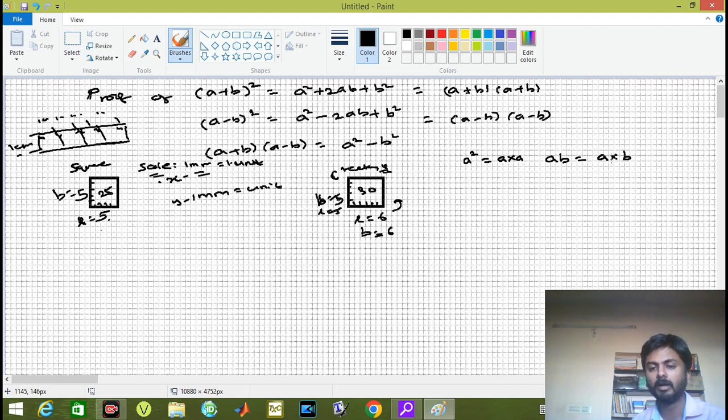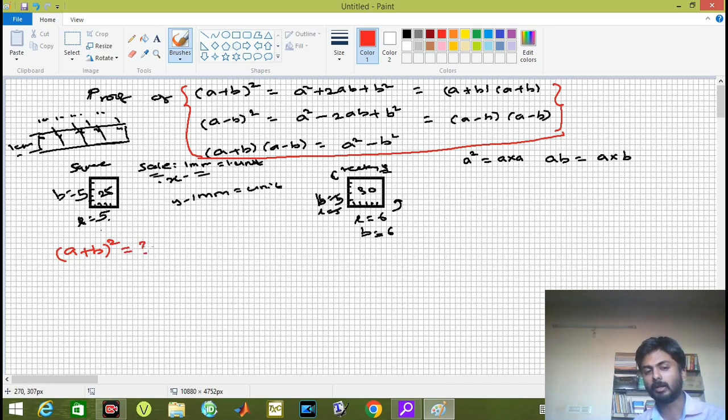Now we are coming to the real necessity of the proof. Now we are going to take these three things, and we are going to prove that. Now assume (A plus B) the whole square equals what? I don't know, but I want to derive this. How can it be derived?